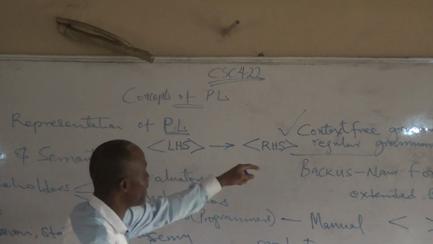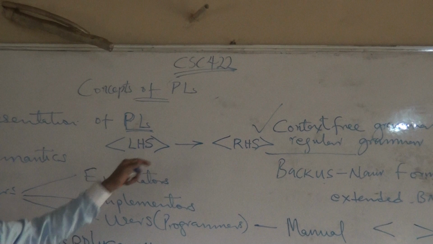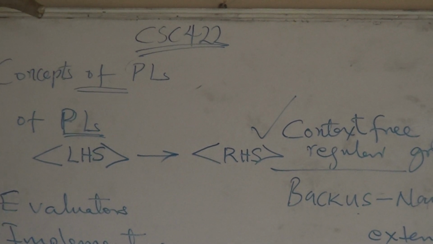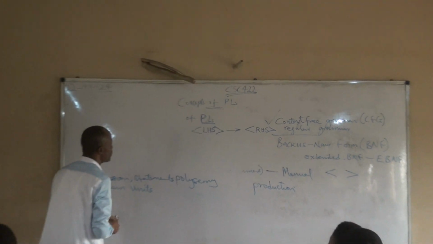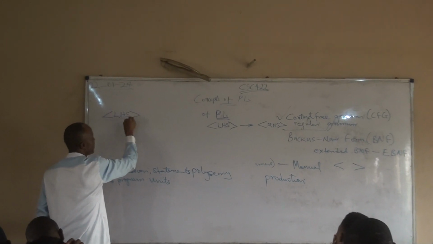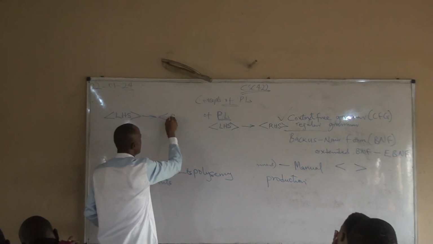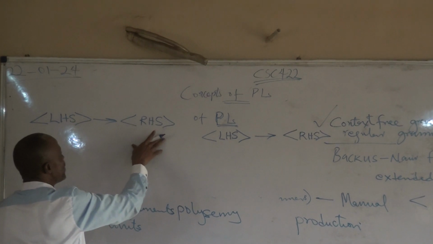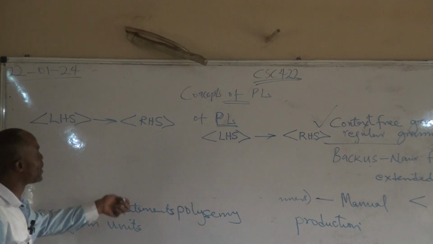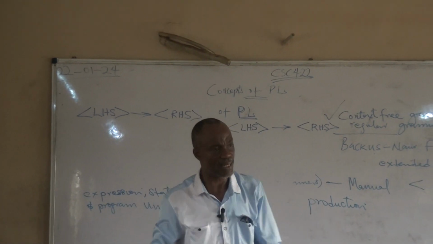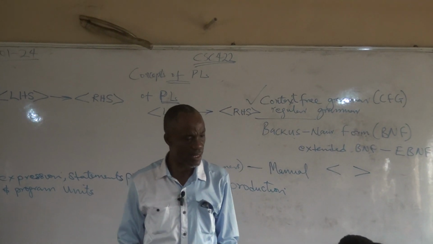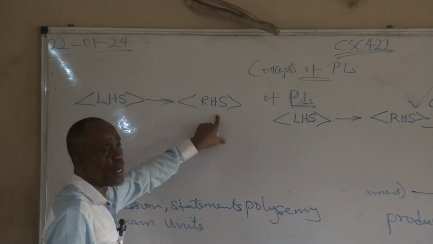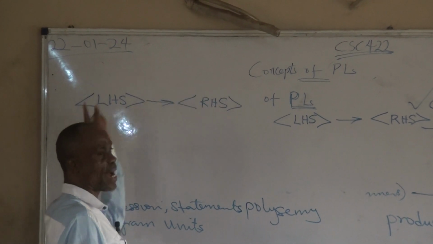So basically, Backus-Naur form is of this form: left hand side produces right hand side, where this right hand side can be this and more. This is the basic description of Backus-Naur form. Just take note, it has two sides, the left hand side and the right hand side. The left hand side is what we want to reduce, and when you reduce it, you have the right hand side.